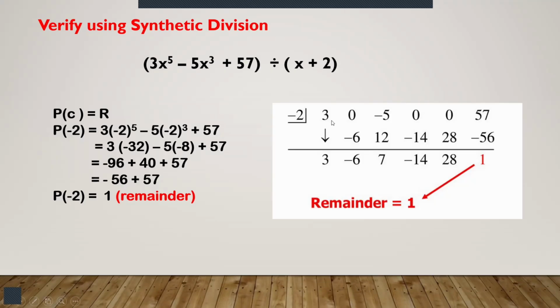We bring down the first coefficient, which is 3, and multiply it by -2, the answer is -6. Adding these two, 0 plus -6, will give us -6.